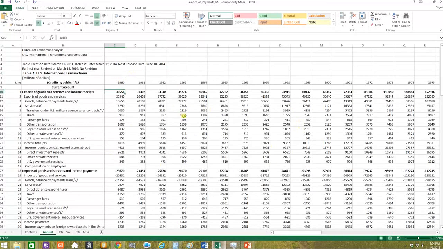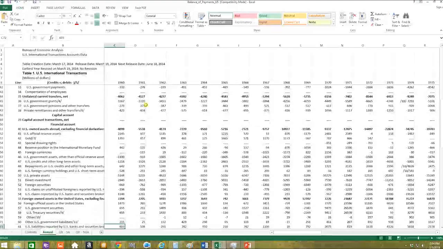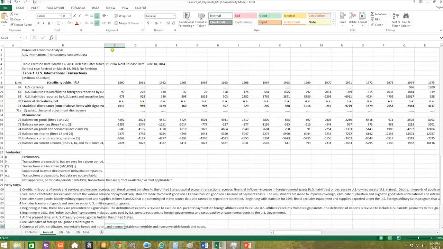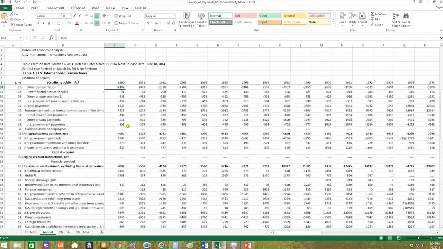And if you just focus on these numbers here for the moment, you'll see that all of the numbers come from this spreadsheet, and this is the line for 1960. So in your own time, you can go through everything.